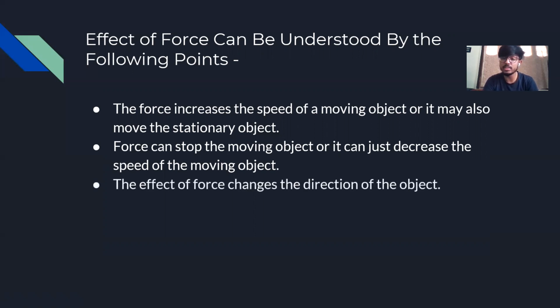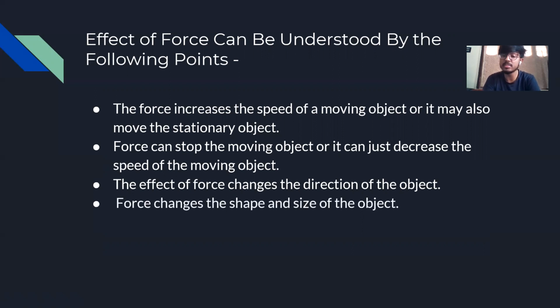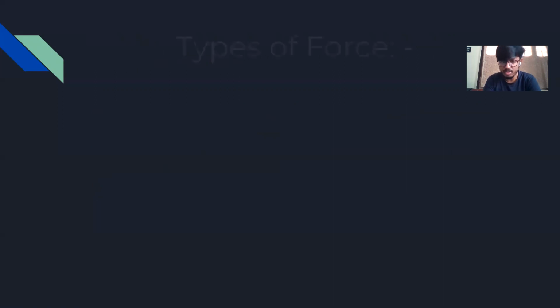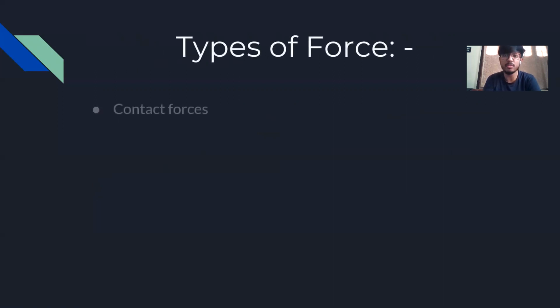Now force also changes the direction of an object. If we kick a ball in a different direction, to the right or to the left, we can change its direction. The next effect is that force changes the shape and size of an object. If we squeeze a rubber ball, it will change the shape and size of the object. So by applying force we can change the shape and size of an object.